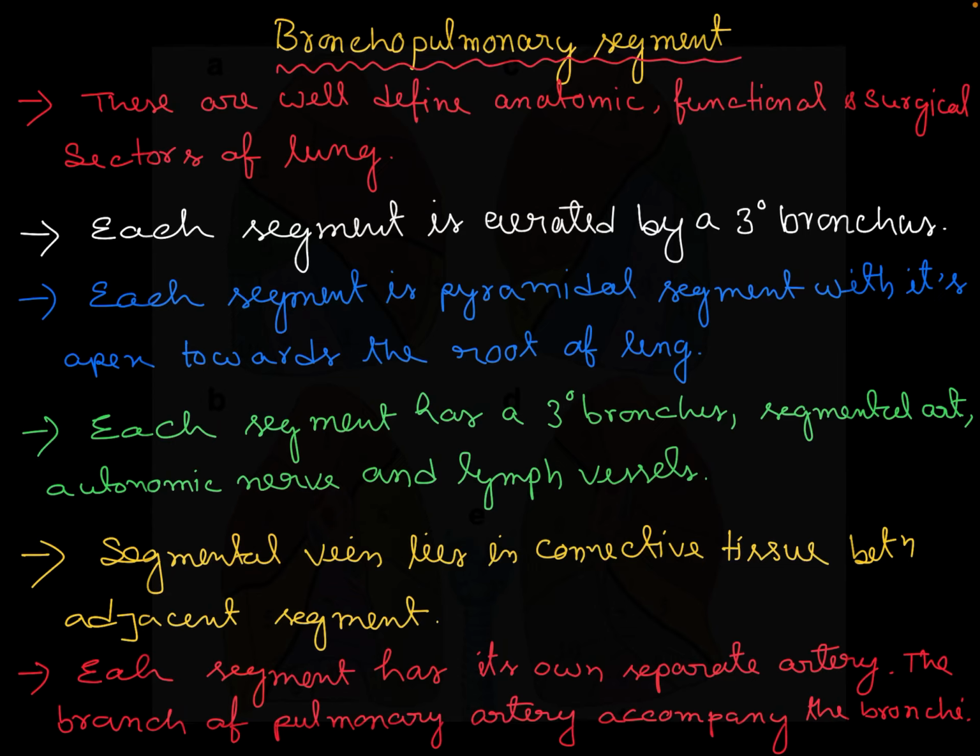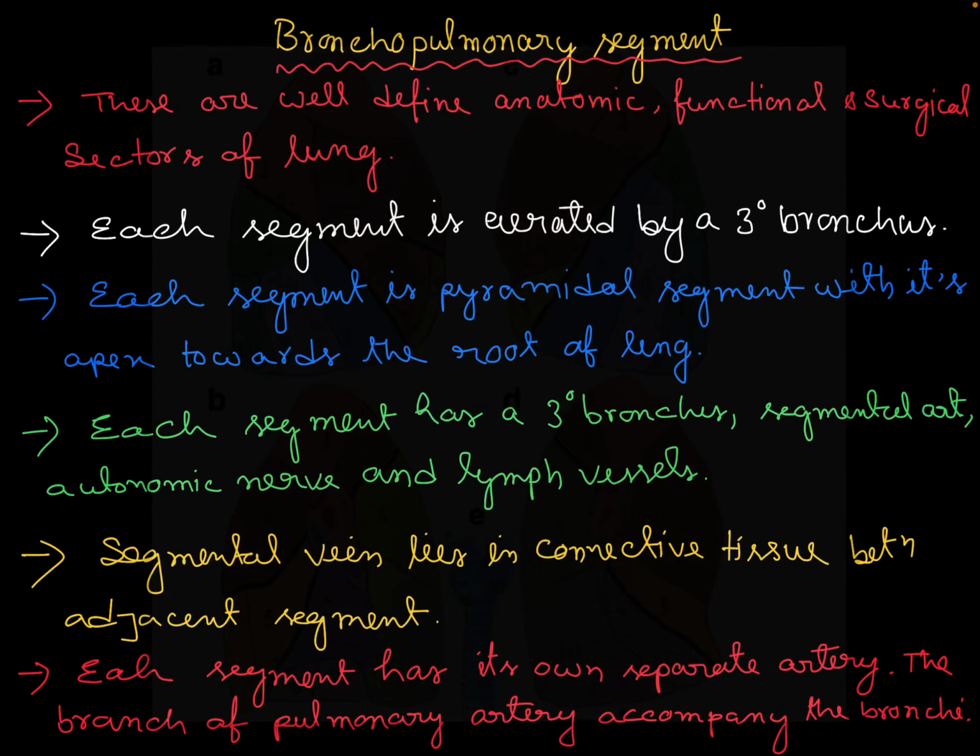Each segment has a tertiary bronchus, the segmental artery, and autonomic nerve and lymph vessels. The segmental vein lies in the connective tissue in between the adjacent segments. In the segment there is the segmental artery, autonomic nerve and lymph vessel, but the segmental veins lie in connective tissue between the adjacent segments.